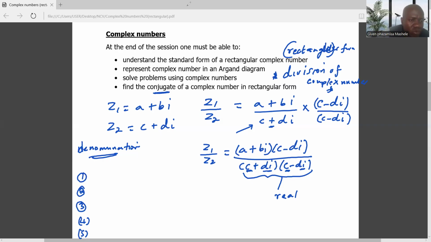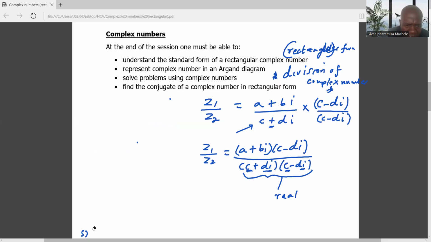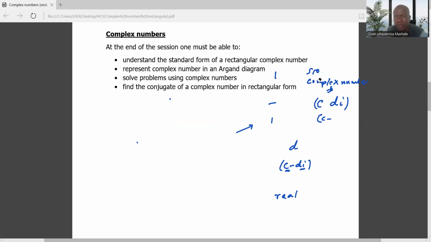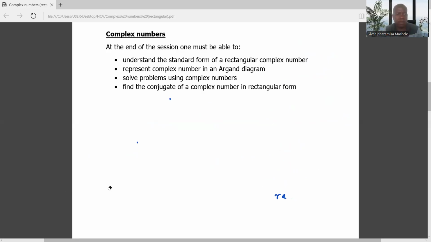All right, I want us to go through the problem solving. I want us to solve problems relating to what we have done already. There is a tutorial that is shared here. So I want us to go through this, ladies and gentlemen. Okay, let's now continue. Let's now go through the tutorial.